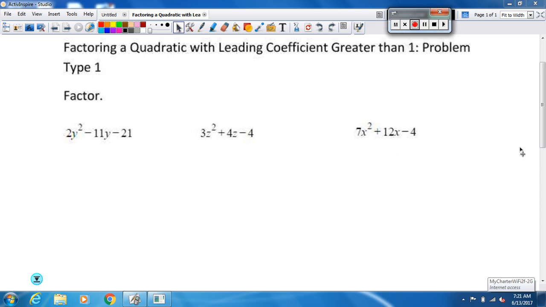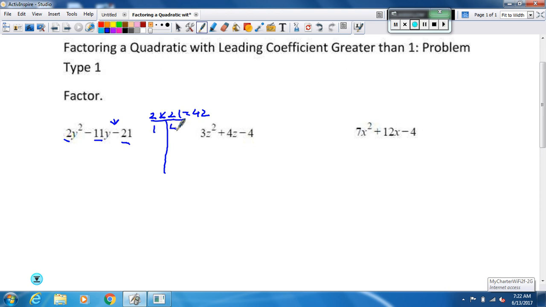In order to factor anything that has a number in front of the squared term, you have to first multiply the first and the last number. So 2 times 21 equals 42. I want the factors of 42 that when I subtract them, that sign right there will always tell you if you're adding or subtracting. So I want the factors of 42 that when I subtract them equal this middle number, 11.